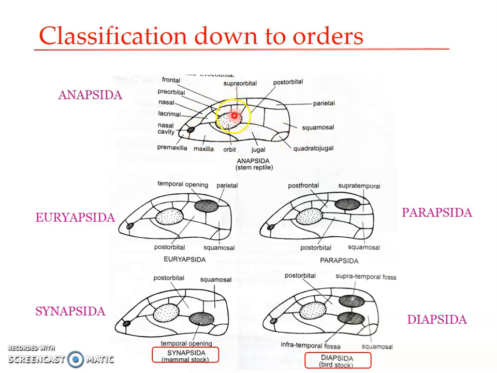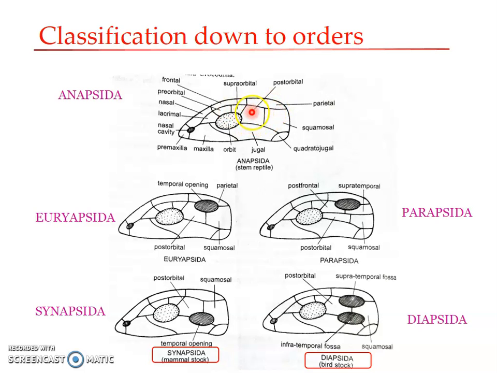So this is the orbit where the eyeball is placed, and the orbit is bounded by the supraorbital on the dorsal side, towards the posterior. Then you can see this is the preorbital. This one is the lacrimal, and this is the jugal, and the one posterior to the orbit is the postorbital. So you have the postorbital, supraorbital, preorbital, lacrimal, and jugal, which bound the orbit. These are the bones in the skull which surround the orbit.